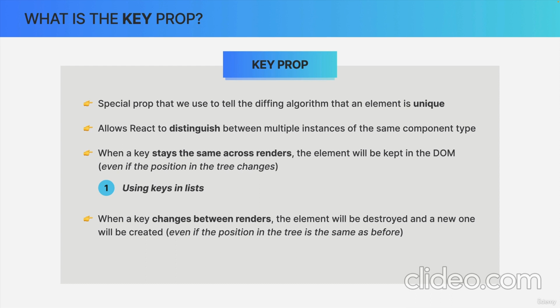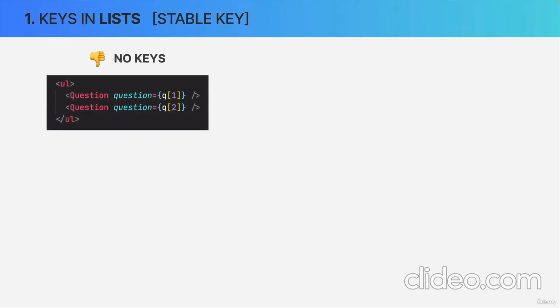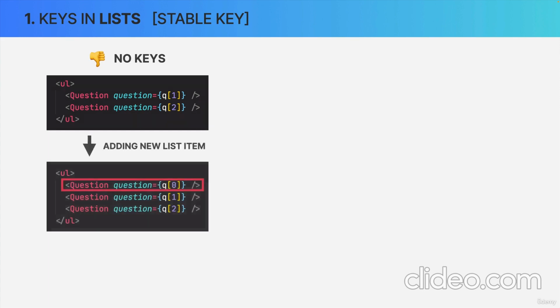And so this is great to reset state, which is the second big use case of the key prop. But let's go back to the first big use case of the key prop, which is to use keys in lists. And let's start by considering this example without keys. So here we have a list with two question items, which clearly have no key prop. But let's see what happens when we add a new item to the top of the list.